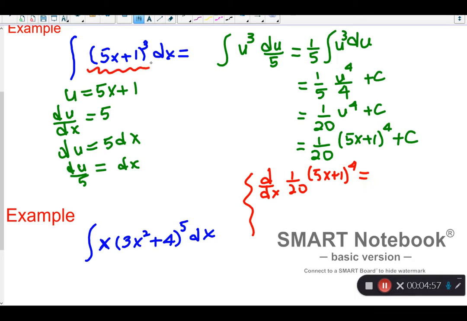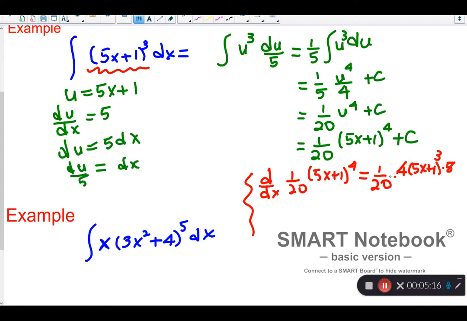So to differentiate this, keep the constant as it is, bring the power down, keep everything inside the same, to one less power times the derivative of the inside, right? It's been a while since we did chain rule, so that's how we differentiate something like that. And then 4 times 5 is 20.